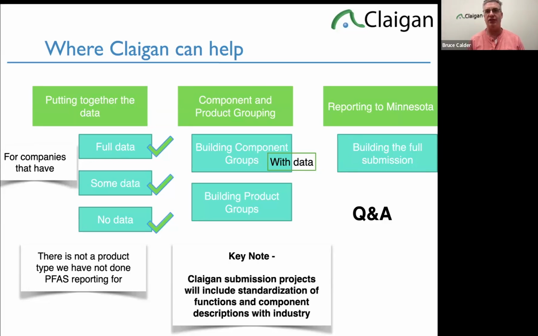If we sell laptops and certain laptops use a fluoropolymer, which a few laptops don't use, in that case, can we still group them together?